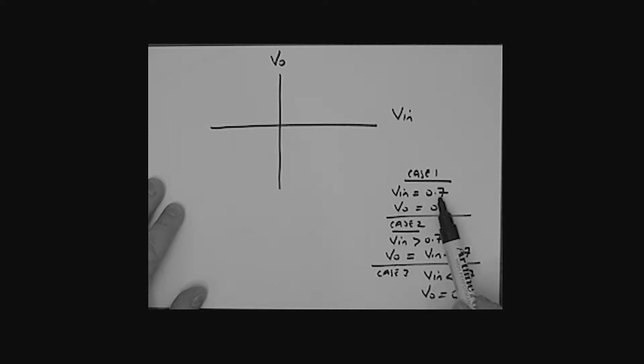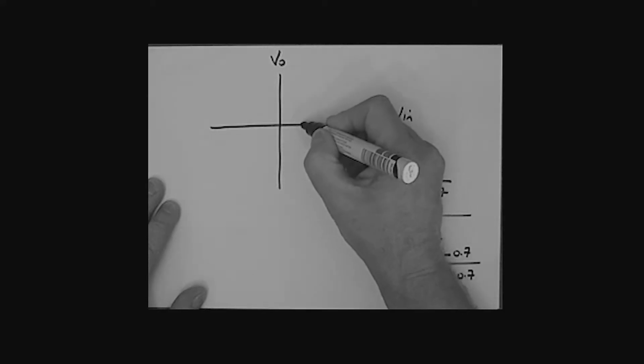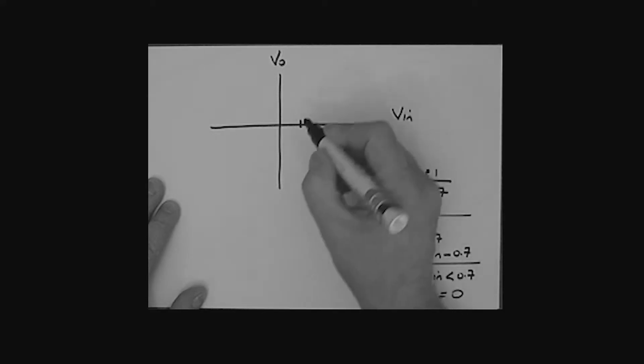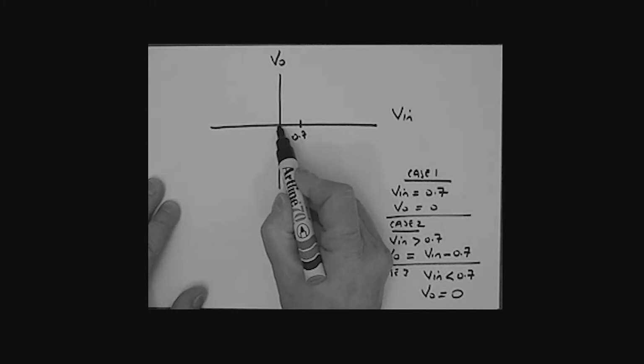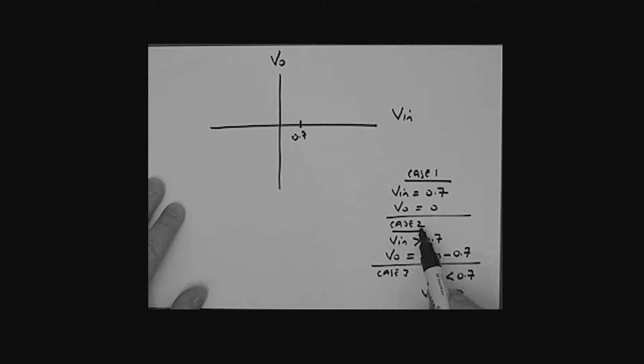Vin equals 0.7, the output VO was 0. That was the onset of conduction. So let's put that information over here. So if we do that, not to scale, but look, there is my Vin 0.7, and of course the output voltage being 0. Case 2, when Vin is greater than 0.7, the output is really equal to the input minus 0.7.